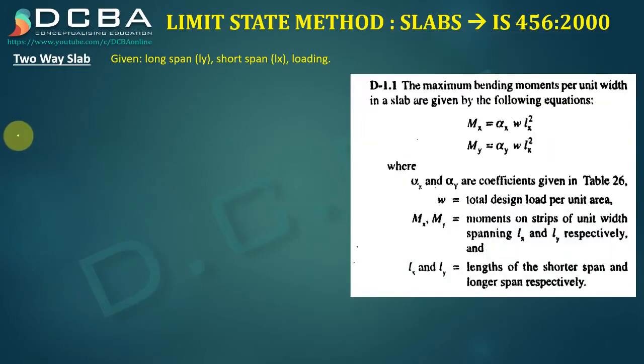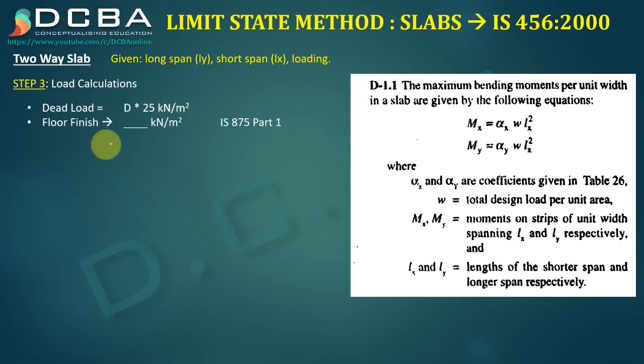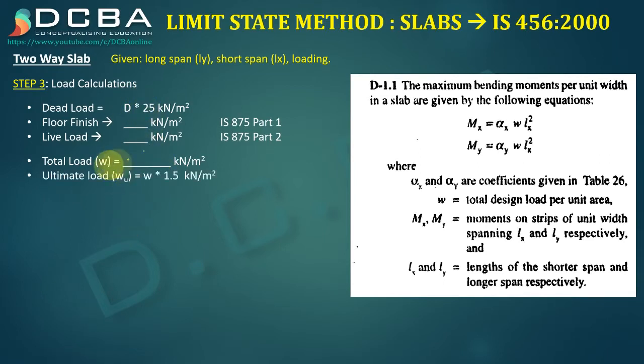After step 2, we will move to step 3, that is load calculations. Load calculations will again have the same things: dead load, which is D into 25; floor finish, which, if not given, you have to take from IS 875 part 1; live load, which, if not given, you have to take from IS 875 part 2. The total load will be the summation of these, and the ultimate load will be 1.5 times the working load. So this will be the ultimate load.